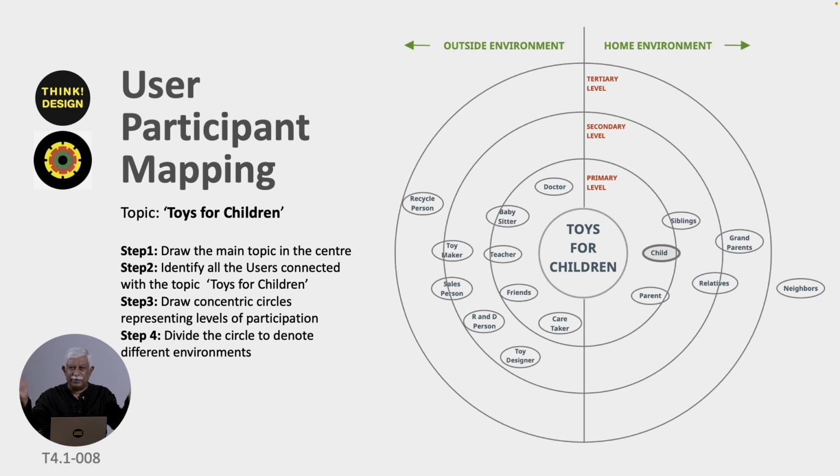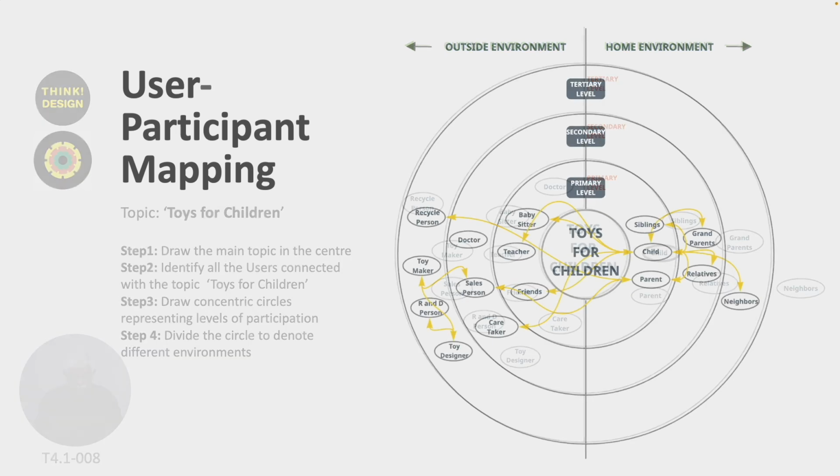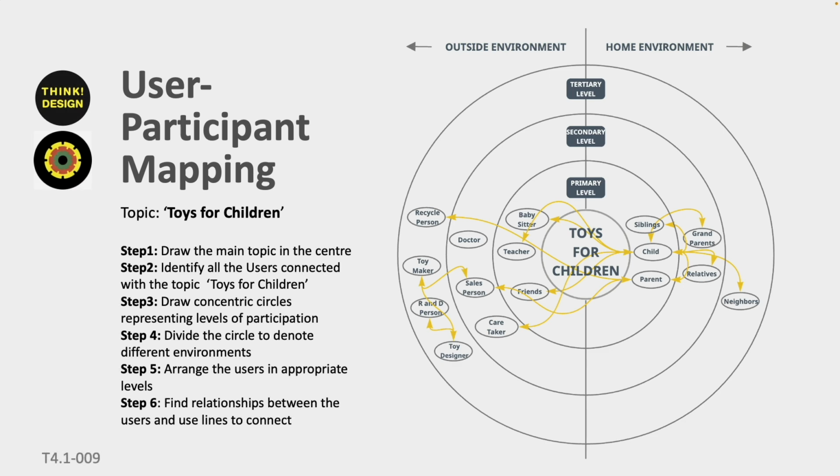So you've divided it according to two environments and drawn these circles, and you put the users according to the level of participation within this. Yeah, so you can see that that's the primary level, that's the secondary level and the tertiary level, and you can actually interconnect the relationships, right?